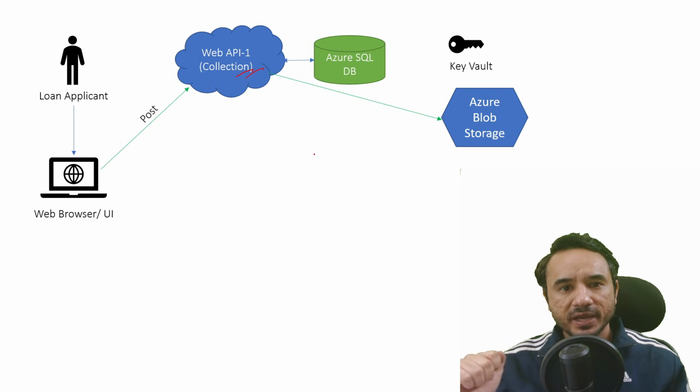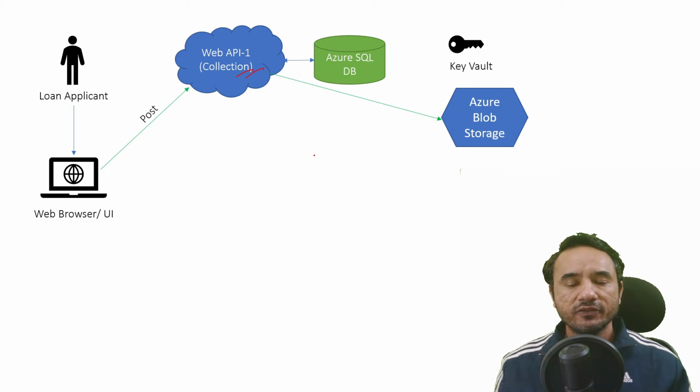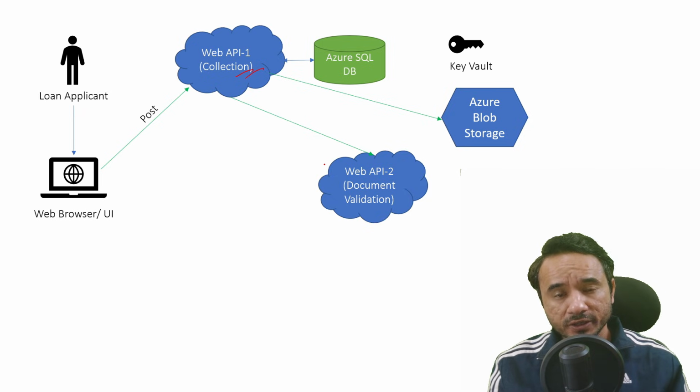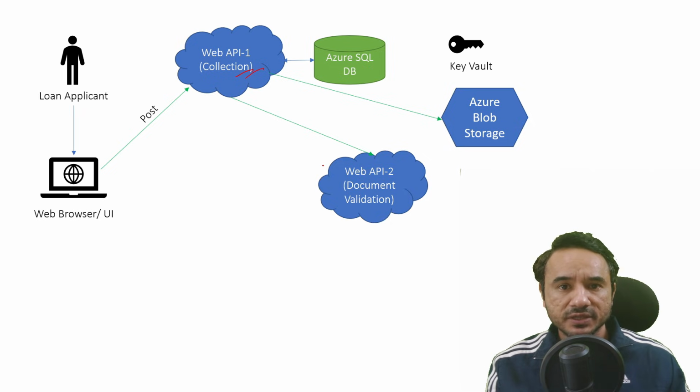This is our first API, for collecting the customer information. Now this collected data will be sent to the second API. This will basically validate the data. Validation means, for example, whether documents are complete or not, whether documents are valid and authentic or not, whether customer details are proper or not. Now you might have two questions. First, why are we sending data to another API? Can't we validate the data in the first API itself?